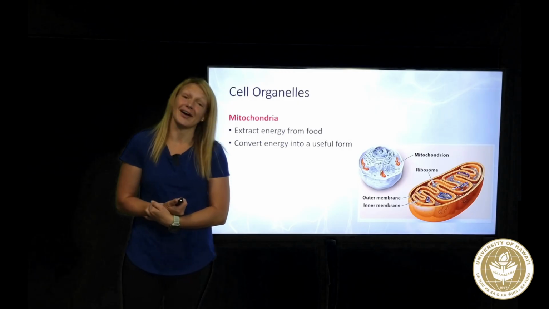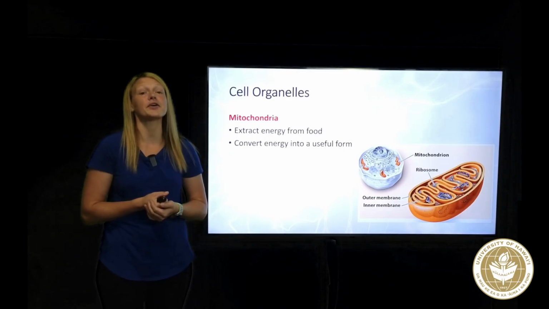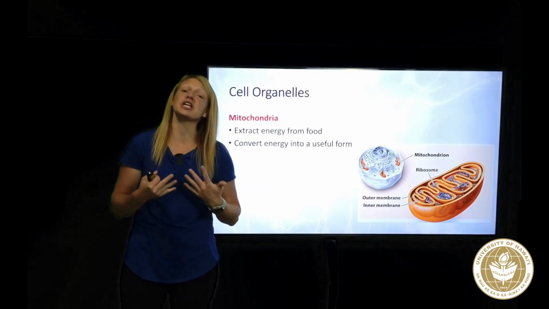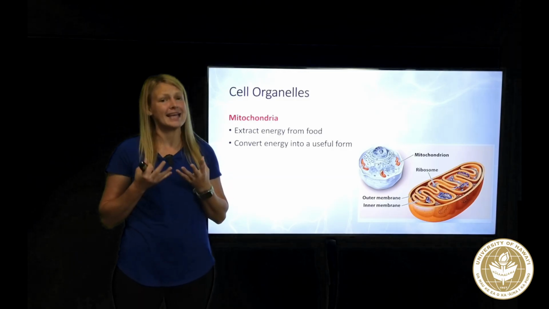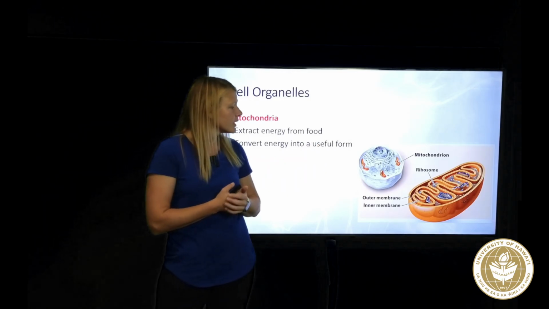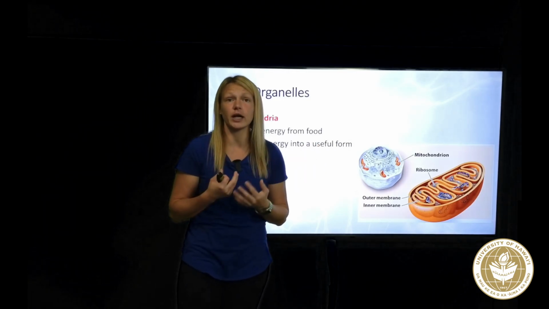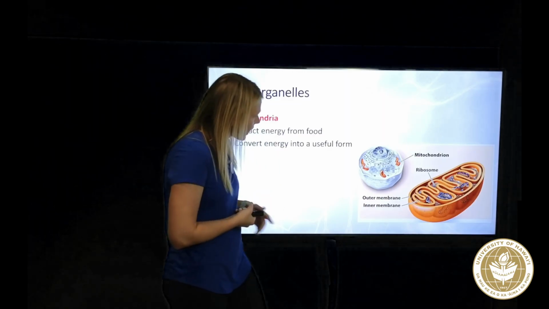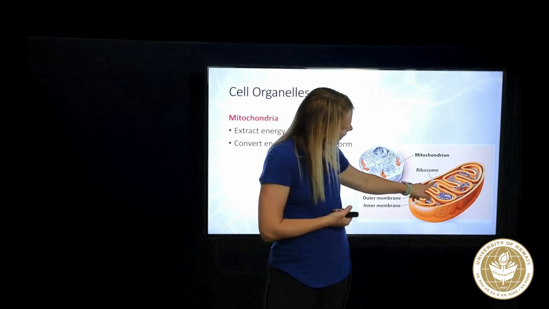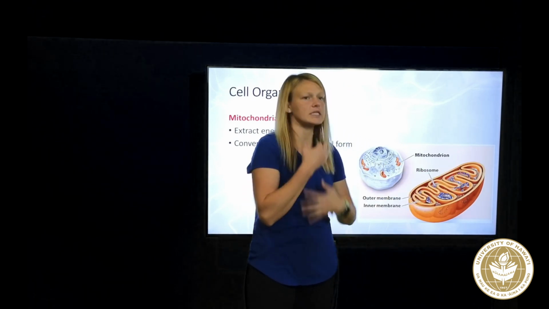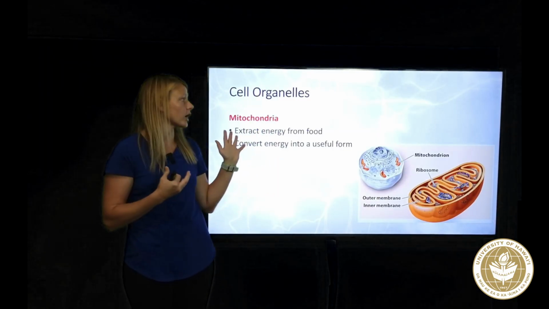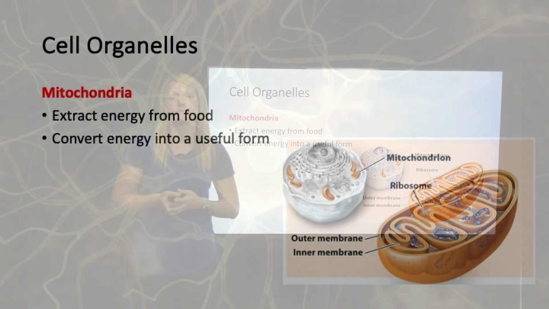Next, we have the mitochondria. You've probably heard mitochondria being referred to as the cell's powerhouse before, because the function of mitochondria is to extract energy from the food that you eat. So it converts energy into a useful form. If you look at the structure, it also is double membrane bound. So you have this inner membrane here, you have an outer membrane here, and then you have inside of here where you're going to be extracting the energy from the food that you eat. So again, think of mitochondria as being the cell's powerhouse.